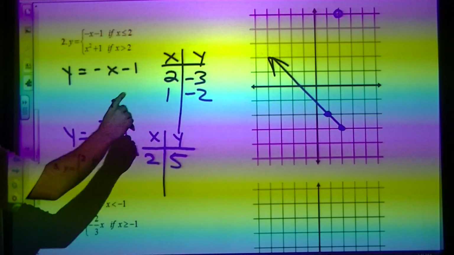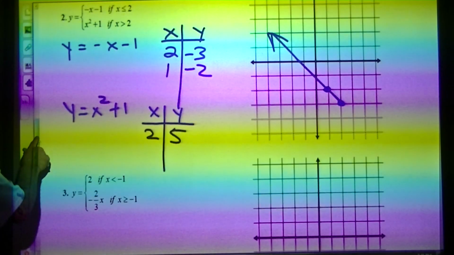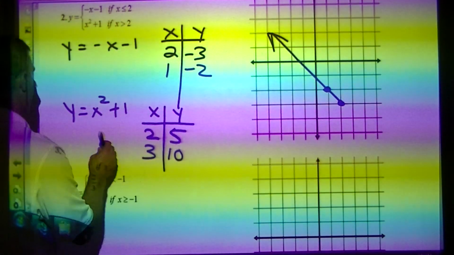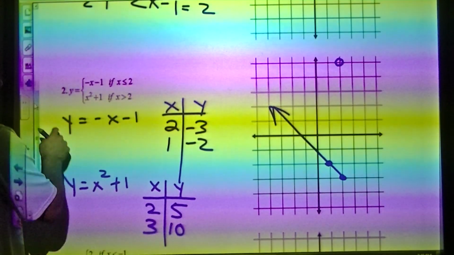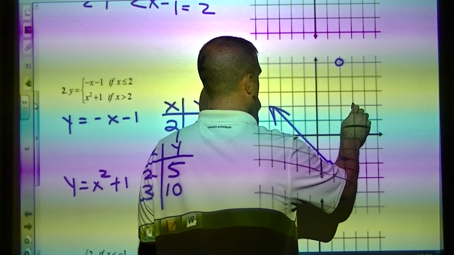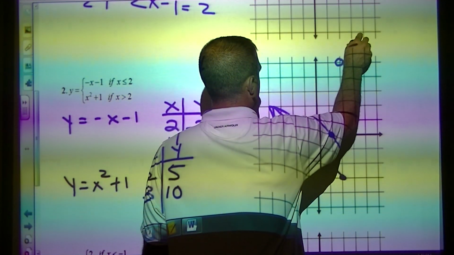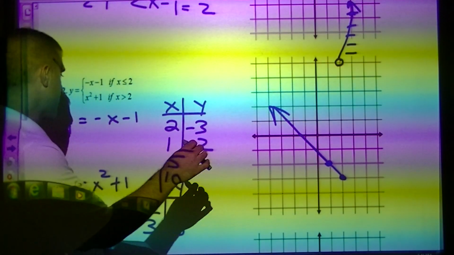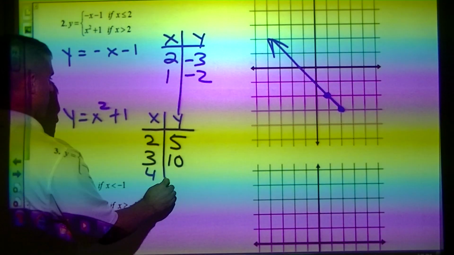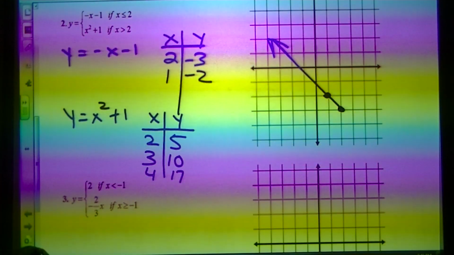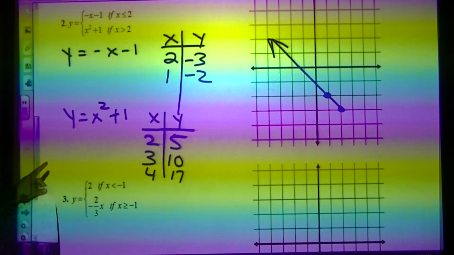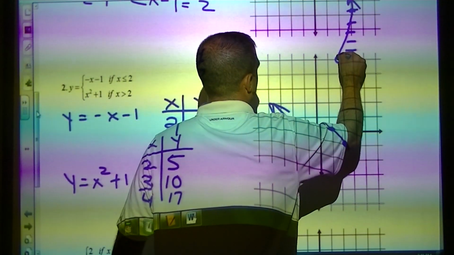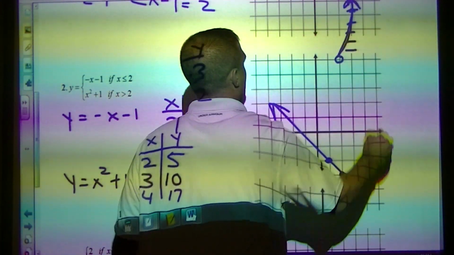I'm just going to graph 2 more points on that. I'm going to go 3. 3 squared would be 9, plus 1 would be 10. It's actually going to go off the page. So 3 over, 10 up. I know that it's going to make a shape like that. If you plotted 4, that would give you 17. That's that piecewise function because it's greater than. The key thing is make sure you have that open circle. That's going to make a little bit of a U shape going up through there.